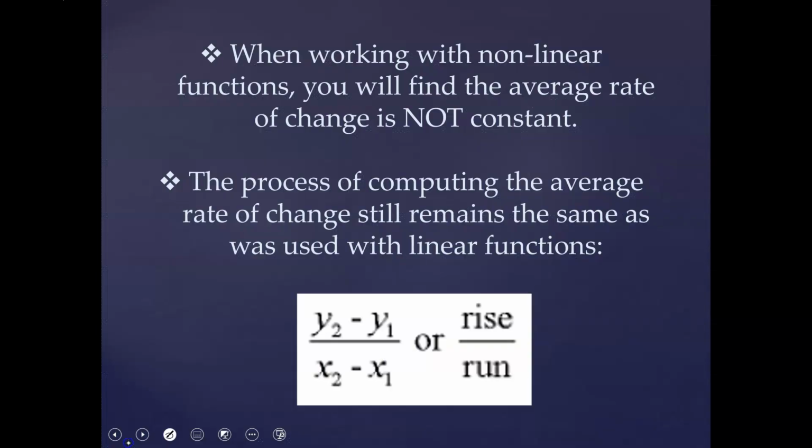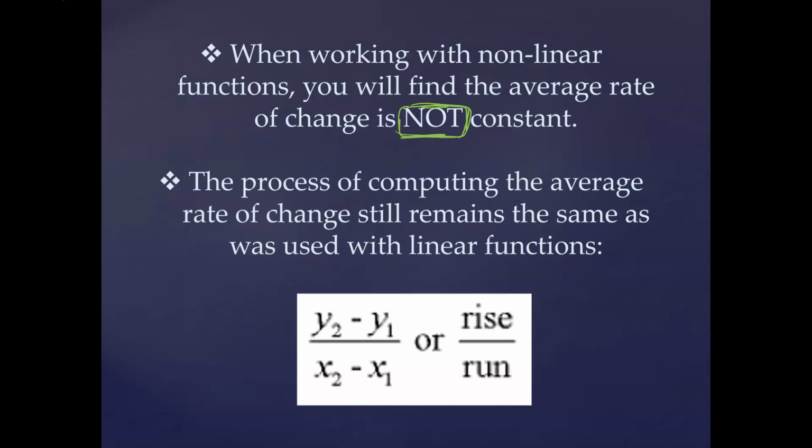Now, nonlinear functions. With nonlinear functions it is the same concept, except your slope will be different with different points, okay? So when working with nonlinear functions, you will find the average rate of change is not constant. Over different intervals, between different points, you're going to have a different average rate of change sometimes. Now, sometimes it can be constant. We noticed with absolute value that it was constant on one side.